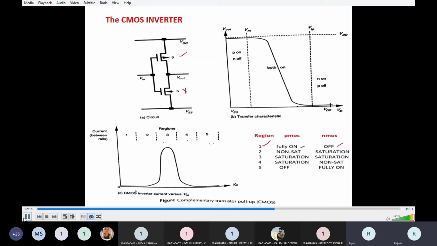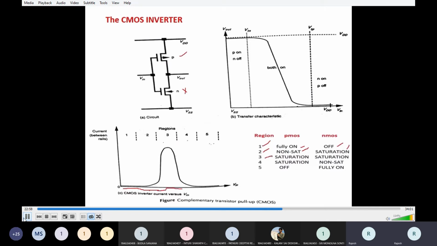Next, the input is increasing slowly. Whenever the input is increasing, what is happening? The NMOS transistor is going into the saturation region, and the PMOS transistor is entering the non-saturation region from saturation. So in the second region, PMOS becomes non-saturated and NMOS becomes saturated. As the input keeps increasing, at a certain point both transistors will enter the saturation region.